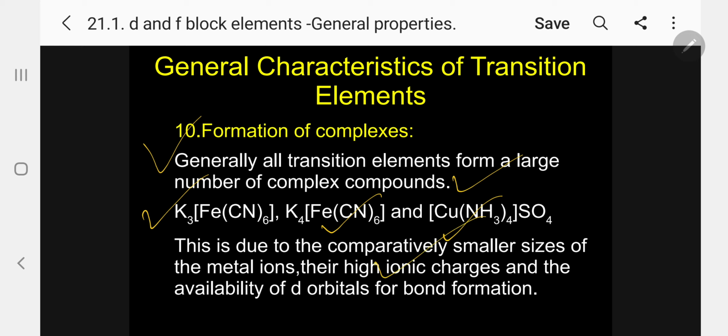This is due to the comparatively smaller sizes of the metal ions, their high ionic charges and the availability of d orbitals for bond formation. So the formation of complexes depends mainly on three factors. One is the smaller size of the metal cation. Number two, high ionic charge, and the availability of d orbitals for bond formation. Kindly follow.